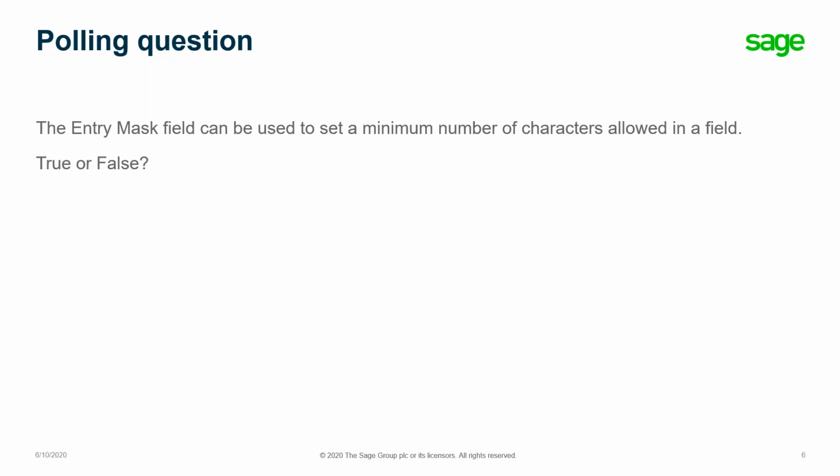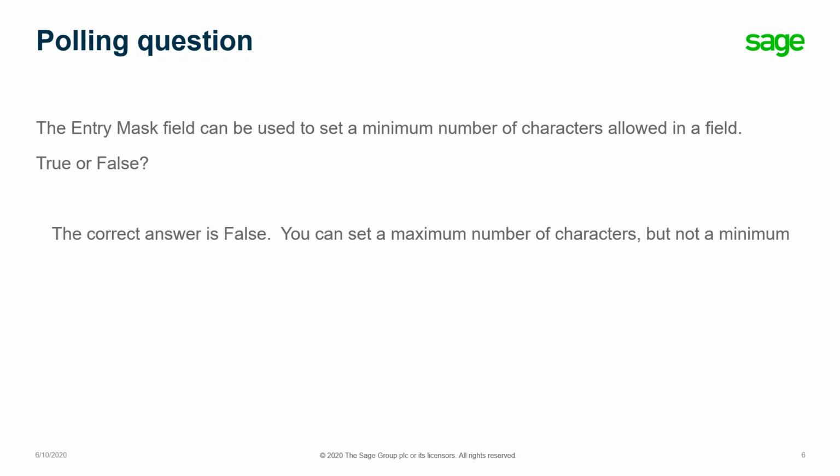Okay, so we got kind of an even split and we got a I don't know as well. So let me go ahead and share the answer to this one with you. This question is false because you can set a maximum number of characters, but not a minimum number of characters. So sometimes people say, well, I want to make sure you can put in at least 5, but no more than 10. Well, you can say no more than 10, but they could still put in 1, 2, 3, 4, or 5. It wouldn't matter. So that was a little tricky. It's the maximum that you can control, but not the minimum.